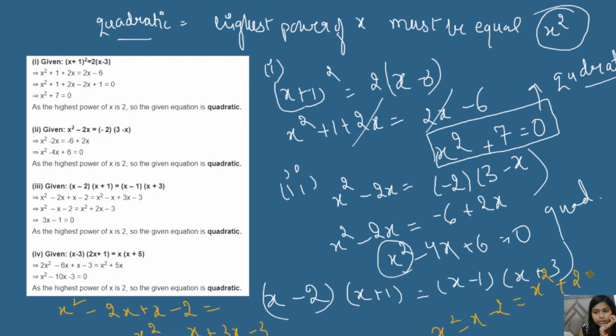So in this case, the largest power of x is 1. So this is not quadratic. I hope it is clear to you. This is a very basic exercise to check whether the given equation is quadratic or not, and I hope you can easily find that out.